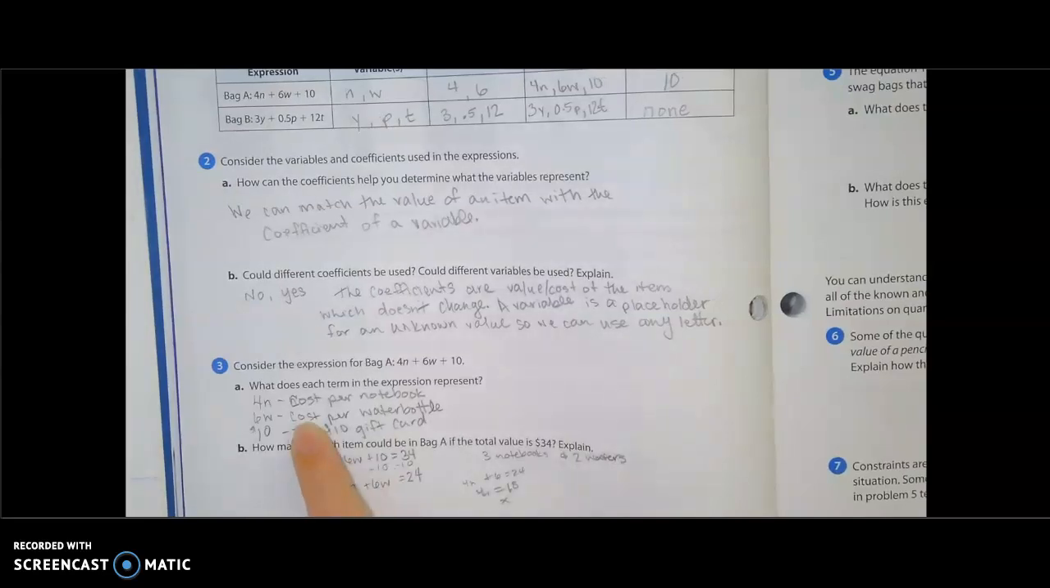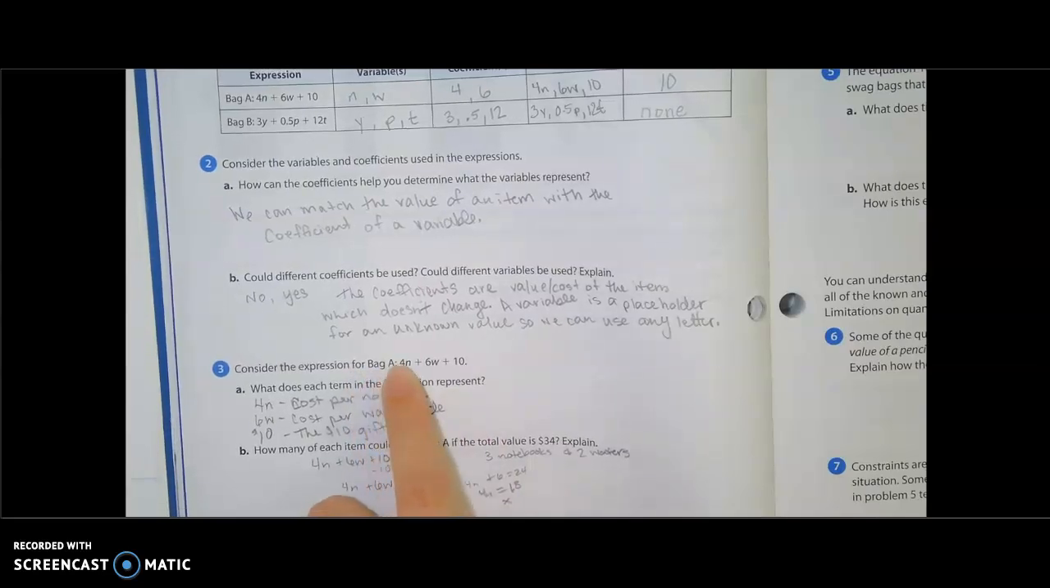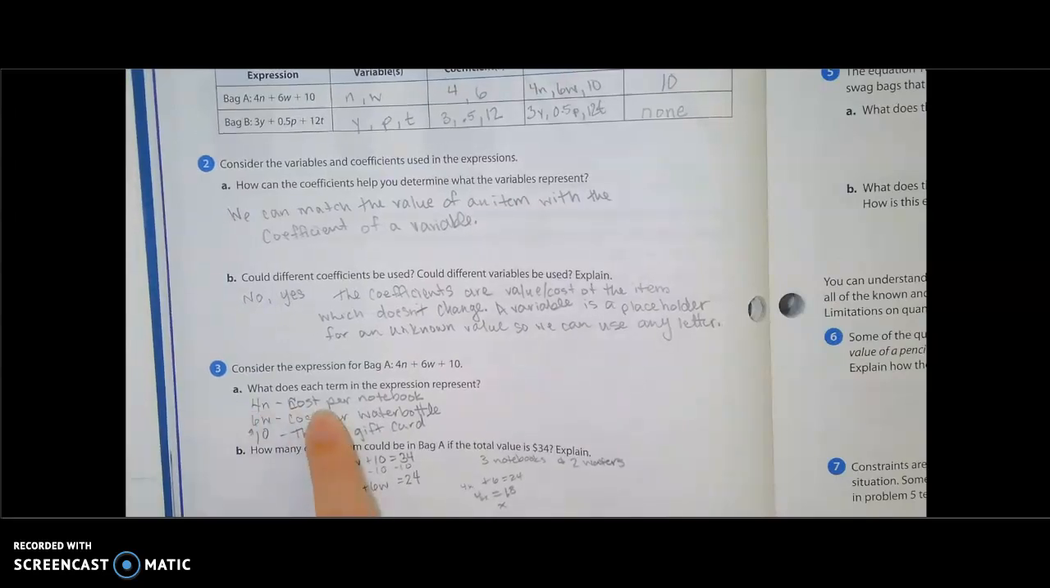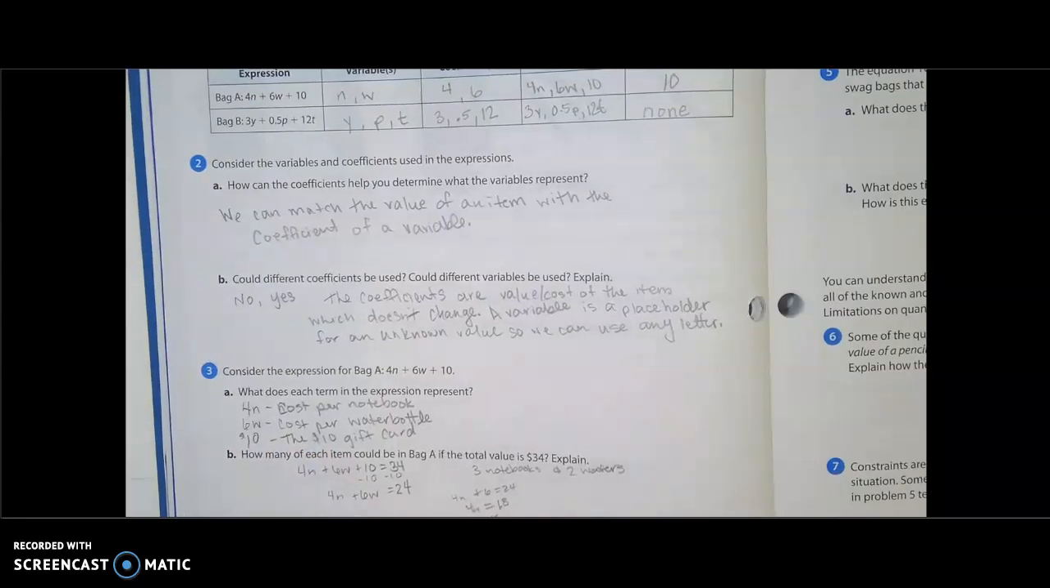Part A asks, what does each term in the expression represent? We're just considering bag A: 4N, 6W, and 10. The 4N is the cost per notebook. The 6W is the cost per water bottle. The $10 was the $10 gift card, and there was only one in the bag, there weren't multiple.